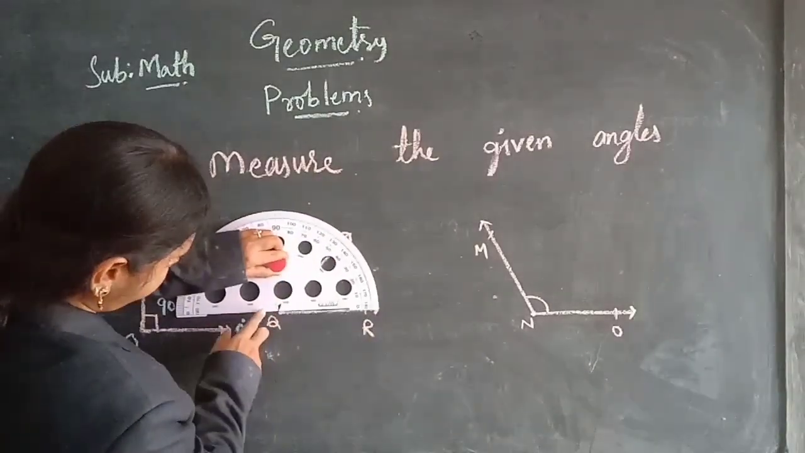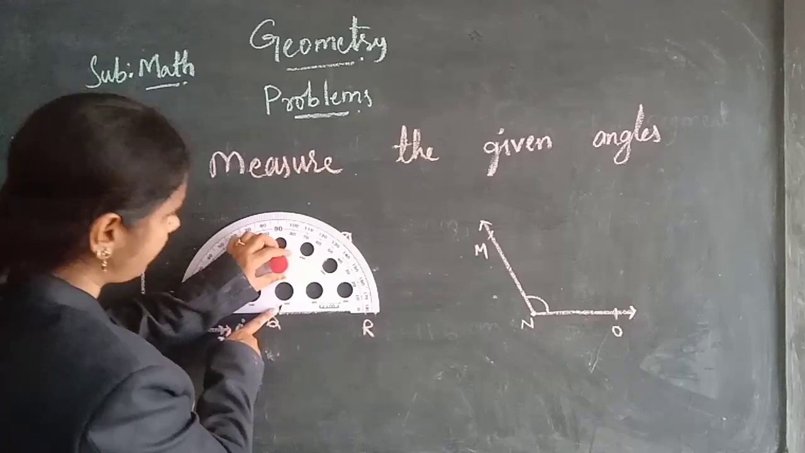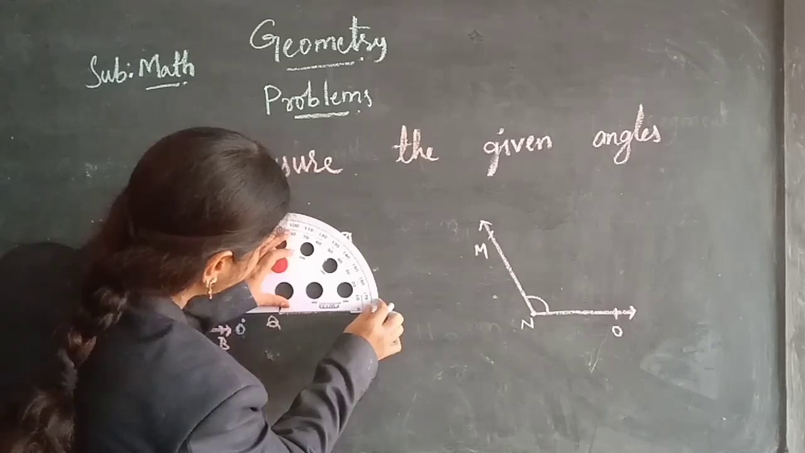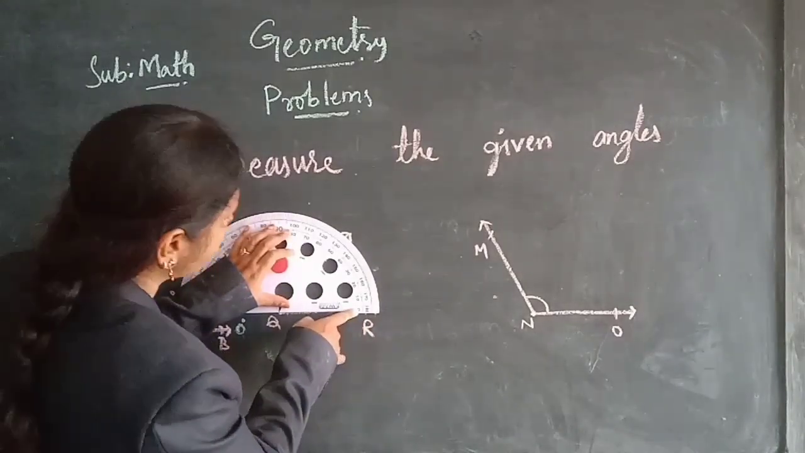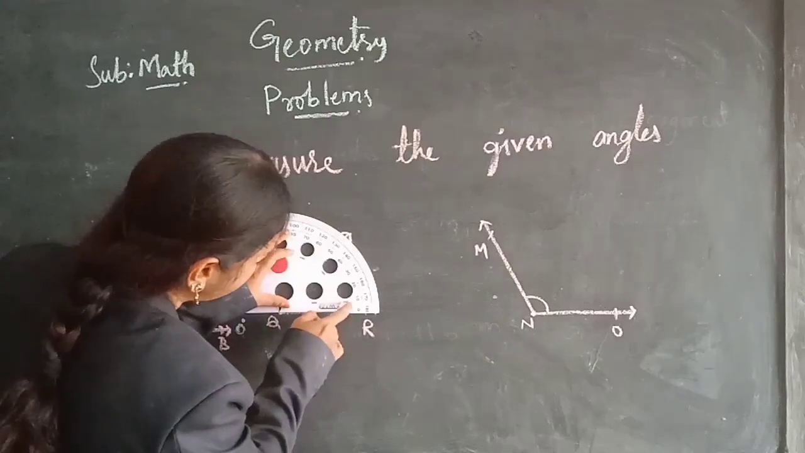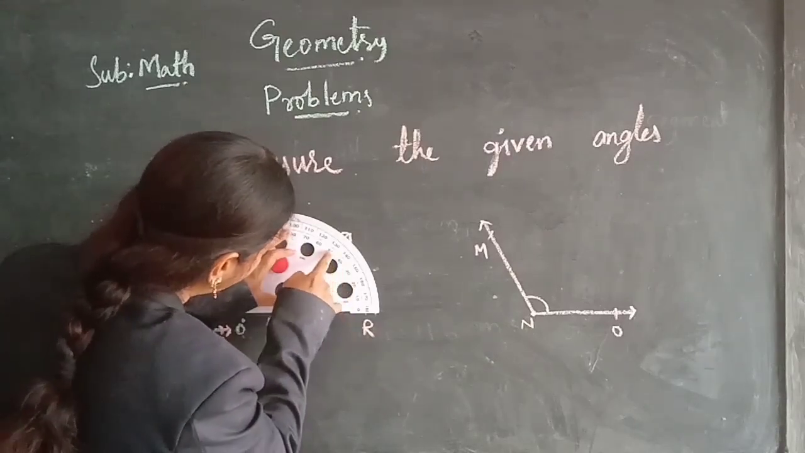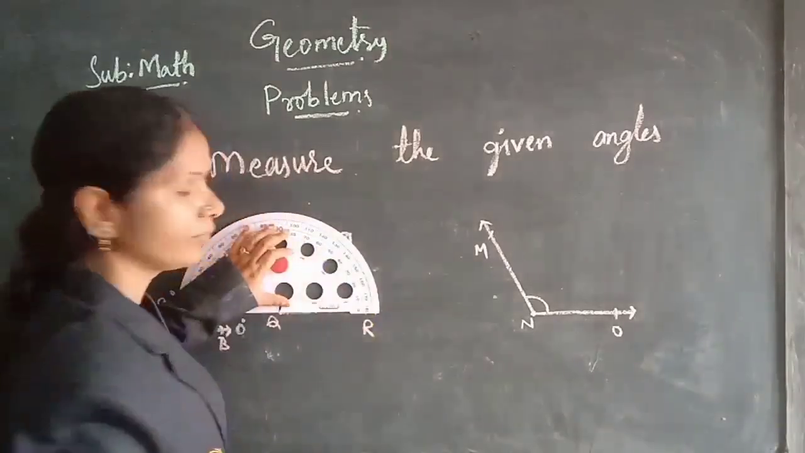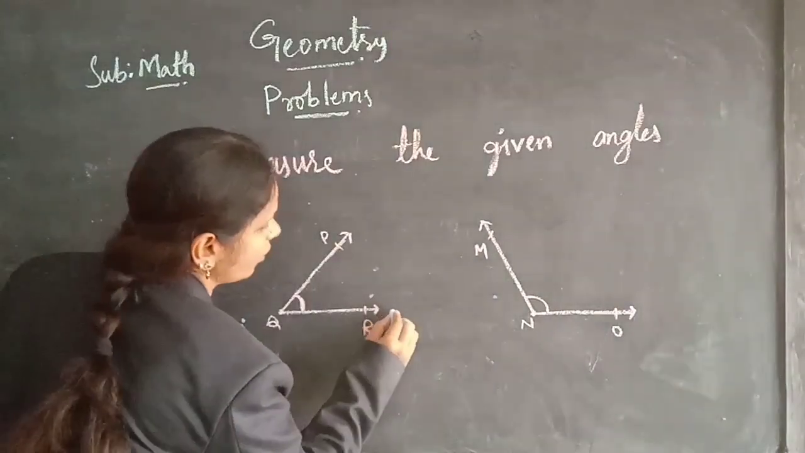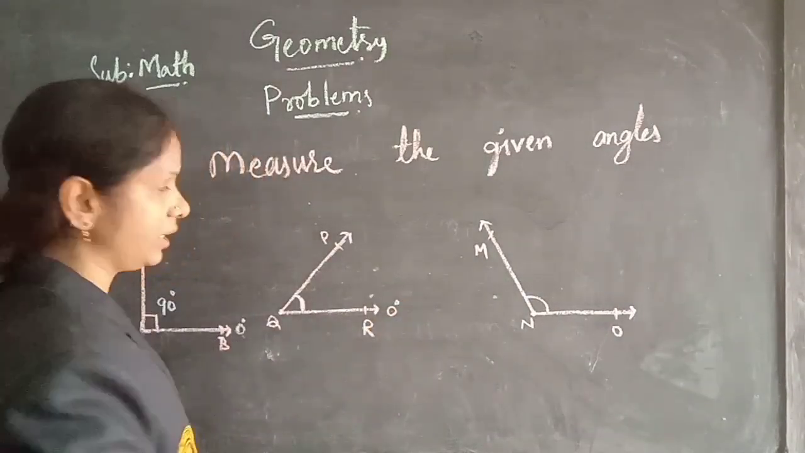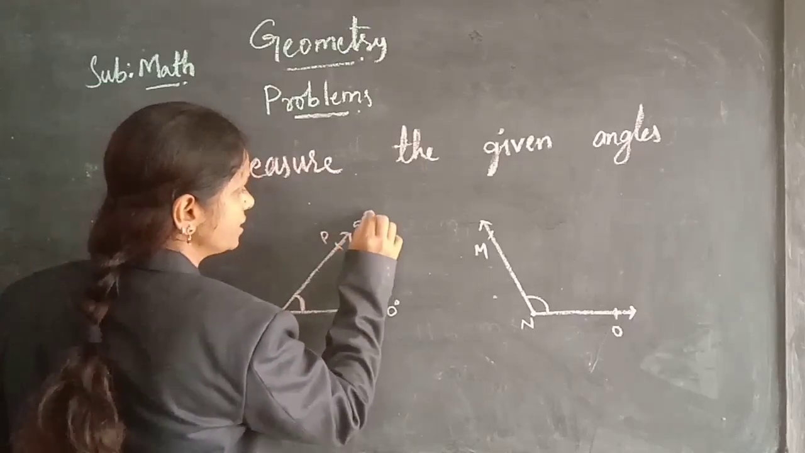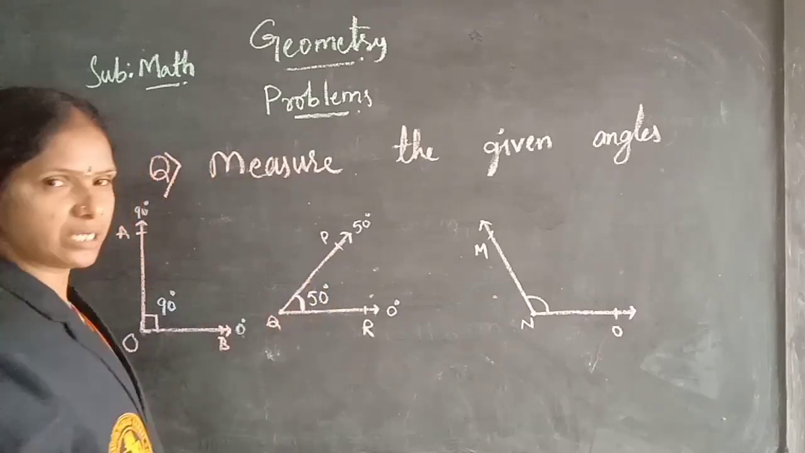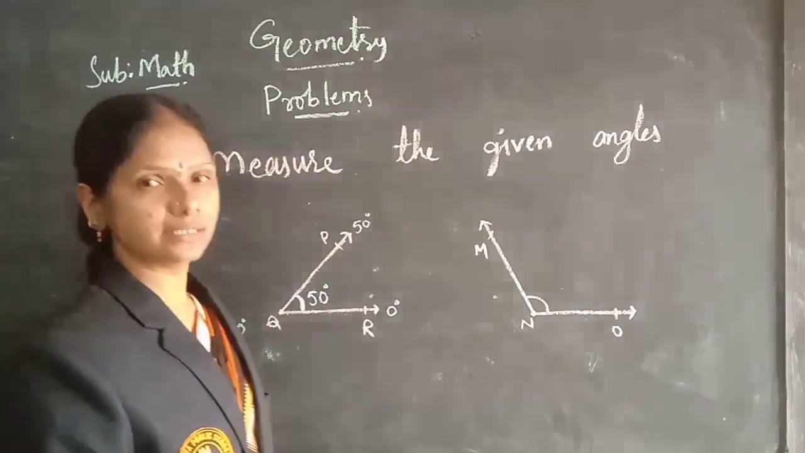Now see the second one here. I am marking Q as the midpoint. Now here I am marking R at 0 degrees, and here 0 degrees on the inner scale, children. Now see the terminal ray at 10, 20, 30, 40, 50. See here, children, it is meeting, no? So it is at 50. The initial ray at 0 degrees and the terminal ray at 50 degrees. So this is 50 degrees, children. 50 degrees is nothing but which type of angle? Acute angle, which is less than 90 degrees.